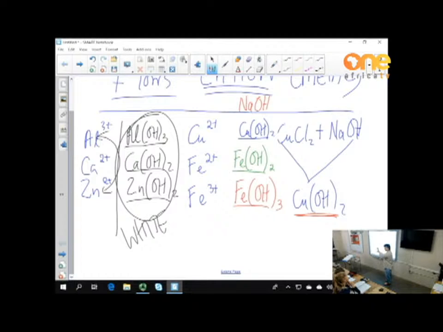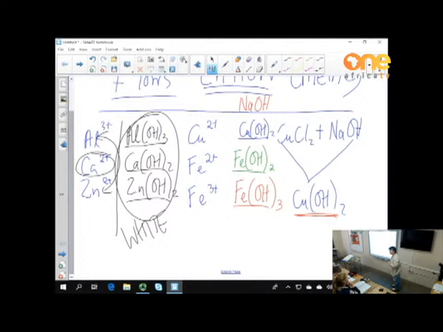So, I've got my test tube. I've put a few drops of sodium hydroxide into it. I get a white precipitate. I must immediately know I've either got aluminium, calcium, or zinc. So now the second step is to add excess sodium hydroxide. So I fill up the test tube. If the precipitate remains, we've got calcium. If the precipitate disappears, it becomes soluble. We've got either aluminium or zinc.